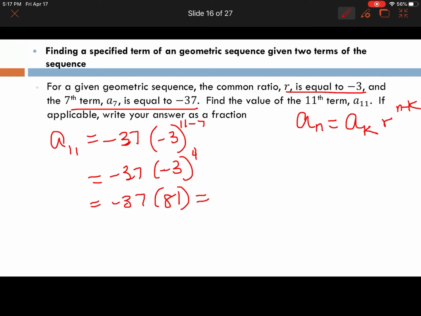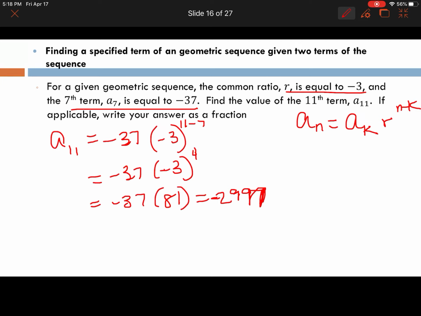And that will give us negative 2997. Sorry, sometimes these are so messy. Okay, all right, so that's how we can do it if we don't have the first term.